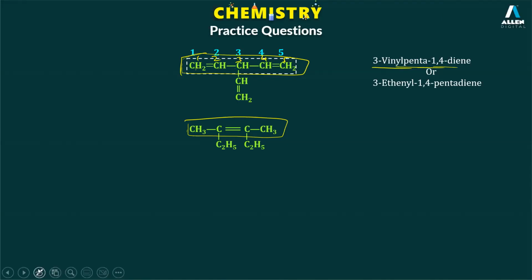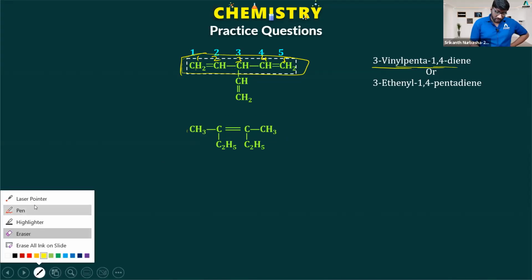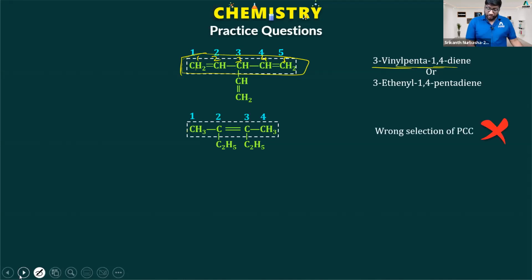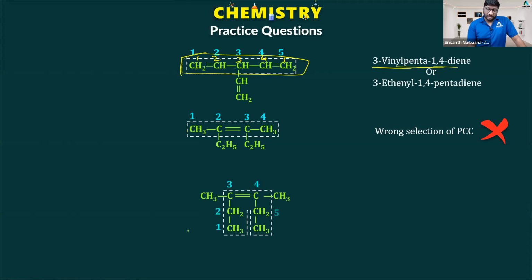A methyl group is considered a substituent. So I cannot consider this one, because only 4 carbons are on it. If I consider the long chain in this way, I'll be getting only 4 carbons. So that is a wrong selection of the parent carbon chain. You have to look carefully at the substituents. C2H5 plus C2H5 means 2 carbons are there on this side. So you have to select this as the long chain, and you can give numbering from either side, both are the same because it is a symmetrical compound.